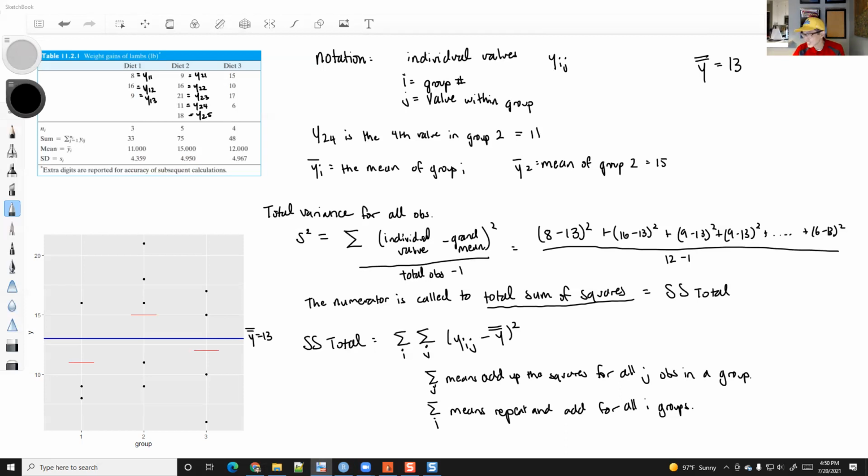All right, so what we're going to do is take this total sum of squares and try to break it up into a few parts, right? We want to say, okay, how much of it is due to the group difference? How much of it is due to the individual differences, right? So let's take a look at this first little lamb here, okay? This first lamb gained 8 pounds on diet 1.